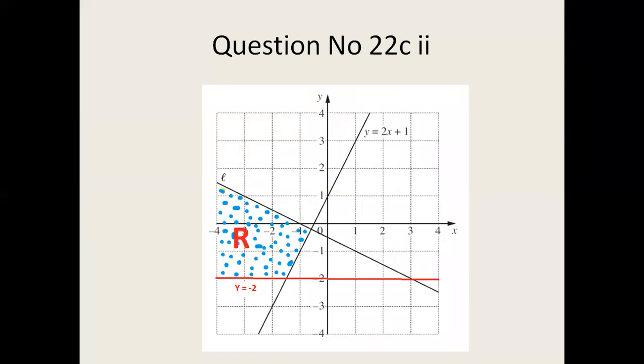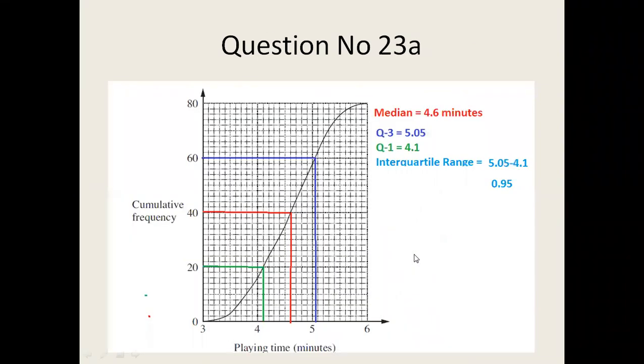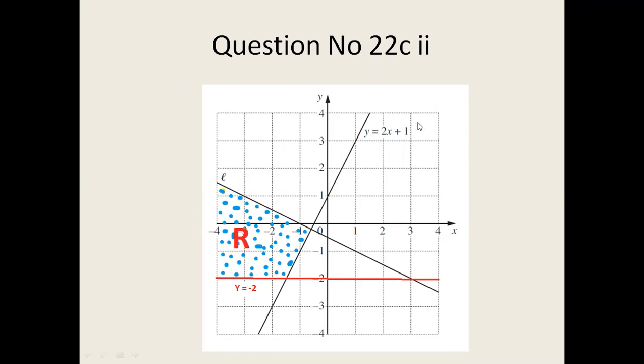So this is that area which needs to be shaded. Okay. So we have to remain above this line. We have to remain below this line. We have to remain above this line. So this is that area. And you can see I have put R there.